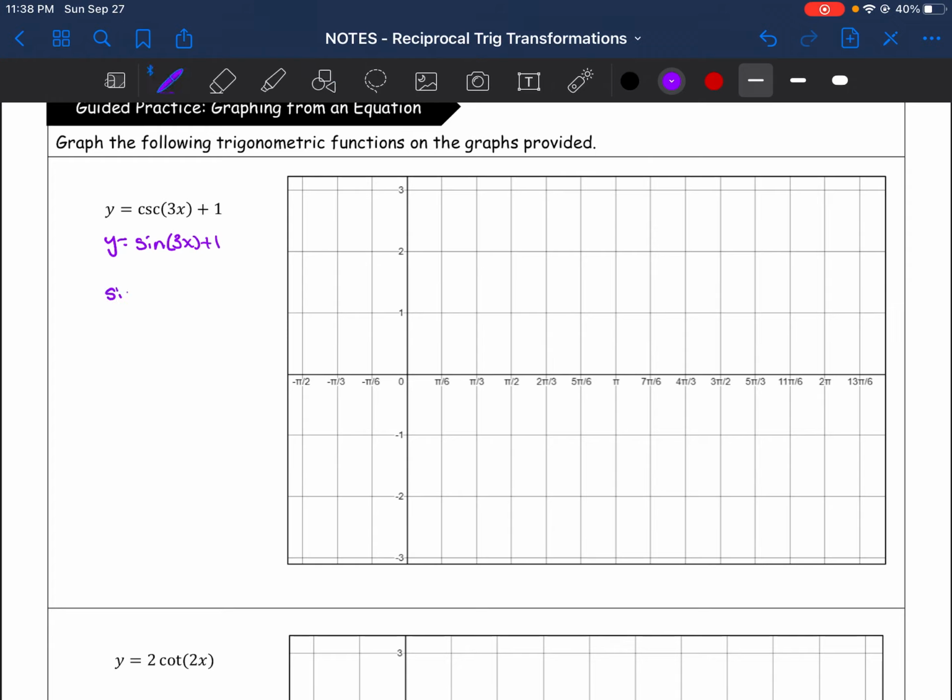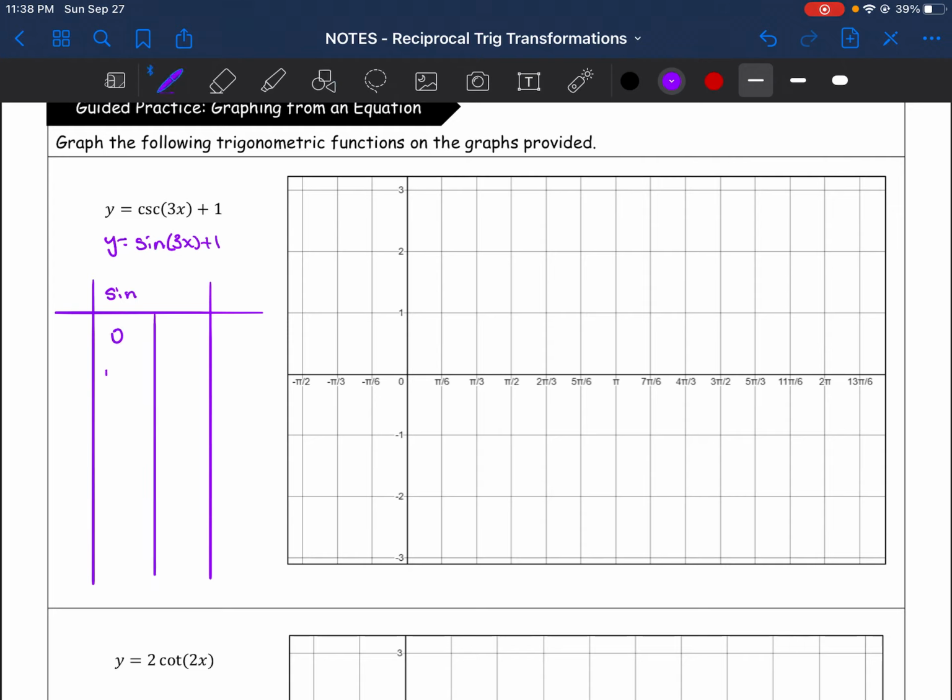So typically we have sine here. Let's make a little table. That looks bad. Let's try that again. Still looks terrible. One more time. There we go. Okay. So let's pick those same 5 points. Let's pick 0, pi over 2, pi, 3 pi over 2, and 2 pi. These are 5 really good points because they give us really easy function values to work with.